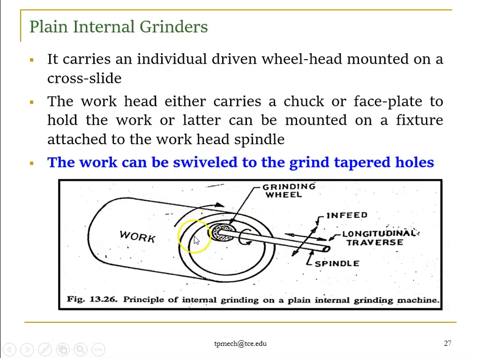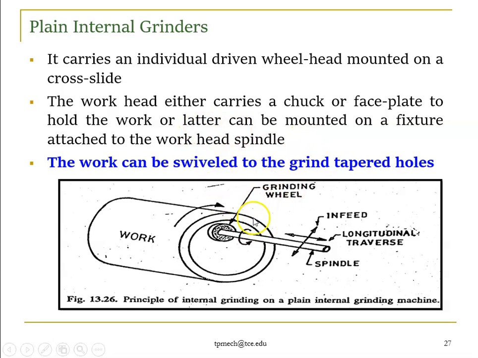The workpiece only has a rotary motion. There is no feed. This is what a plain internal grinder is. The workpiece rotates, and the grinding wheel has a reciprocating motion as well as a rotary motion. The grinding wheel has three motions: two reciprocating motions, which means traverse or longitudinal feed as well as in-feed, and a rotary motion. The workpiece has only a rotary motion. For example, for whatever internal length you need ground, you can move the grinding wheel up to the required distance. It carries an individually driven wheel head mounted on the cross slide.